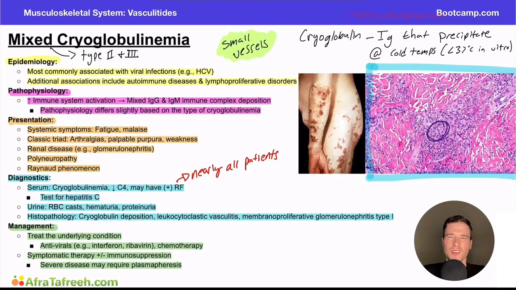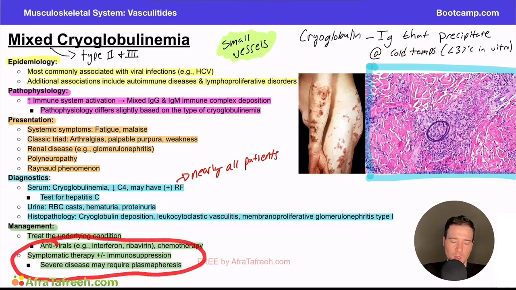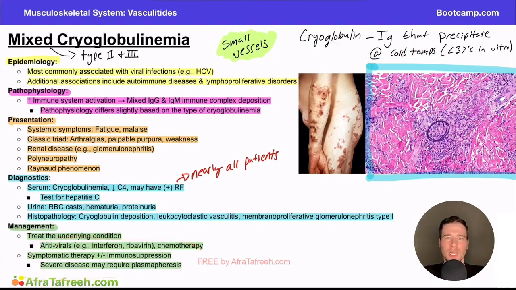Management here is going to depend on the severity of the symptoms, but in general, the first thing you want to do is treat the underlying condition. If they have an underlying HCV infection, you need to treat that with appropriate management. As the disease gets more and more severe, you might need some additional treatment options as well, which can include immunosuppression and potentially even plasmapheresis.